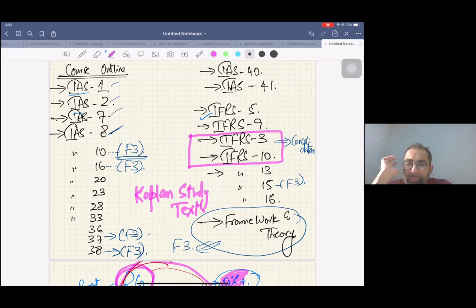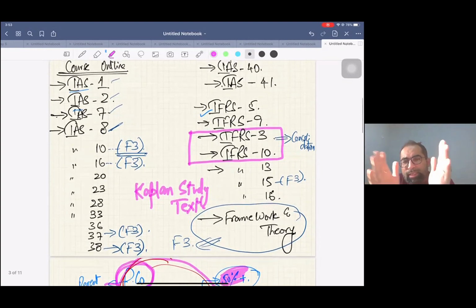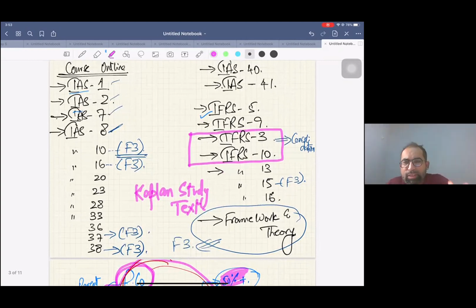Right? Now, once we're done with IAS and IFRS, then we'll start final accounts. What is final accounts? Final accounts is again revision.